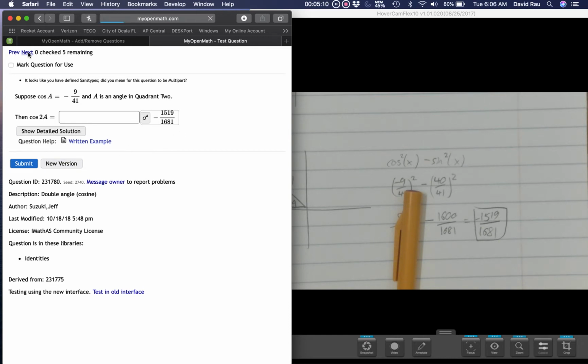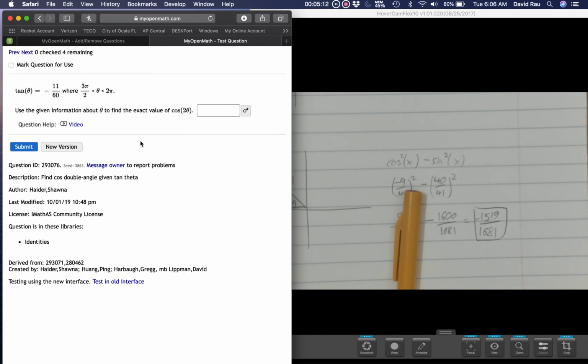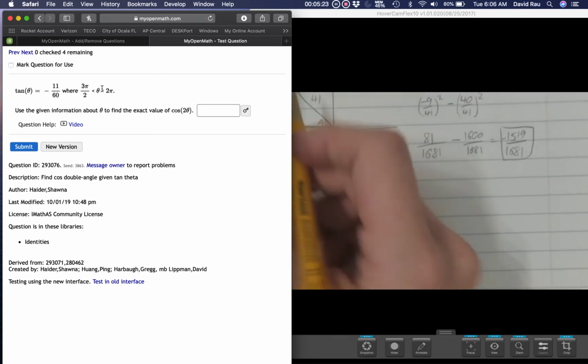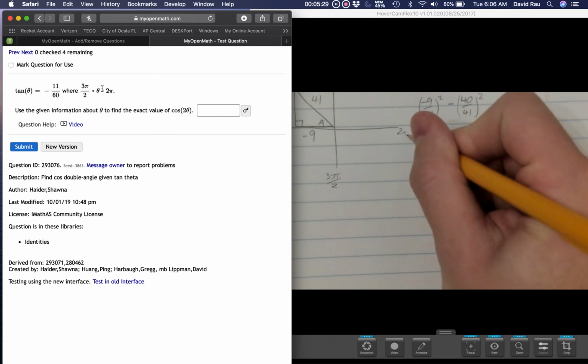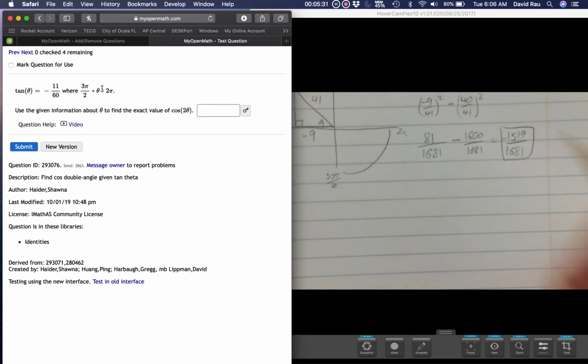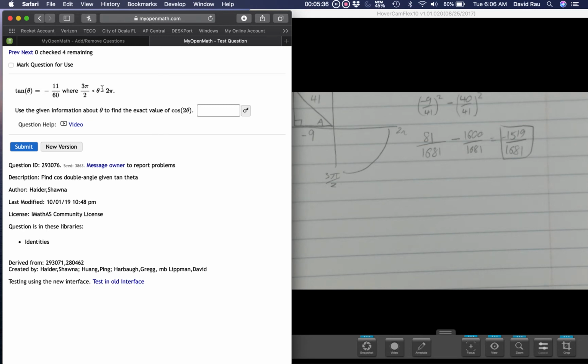All right, and maybe let's look at a tangent question, and we might be out of time. Now, when you look at this tangent question, this is a different way of saying our angle is in quadrant 4. Hopefully you can see that, and I'll use this picture right here. If this is where 3 pi over 2 is, which it is, and this is where 2 pi is, and you're in between, that's just another way of saying you're in the 4th quadrant, just so you know.